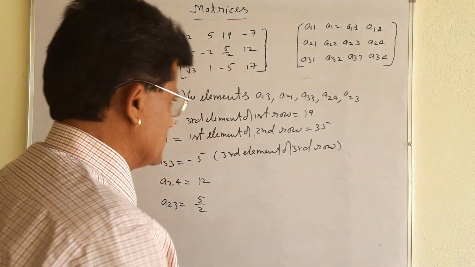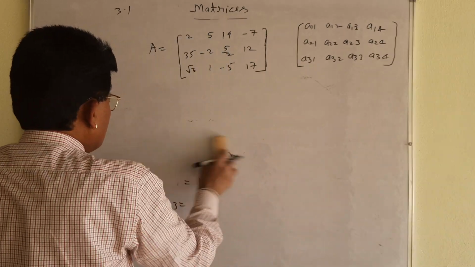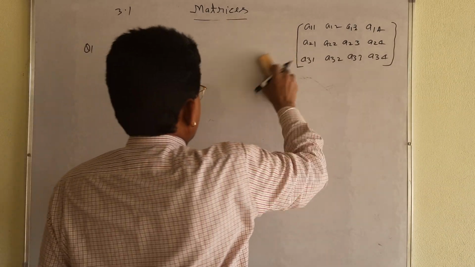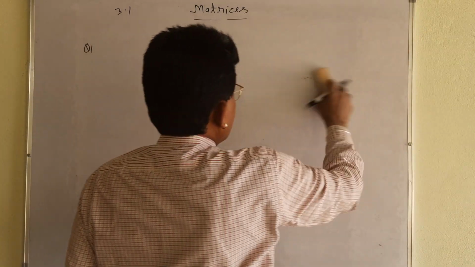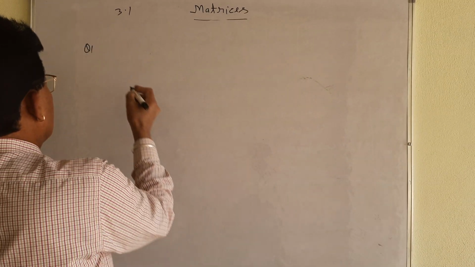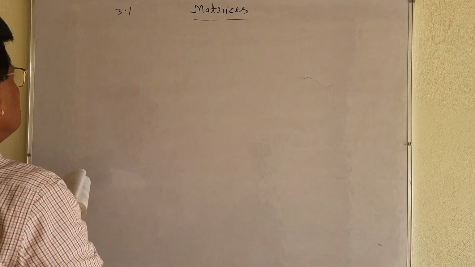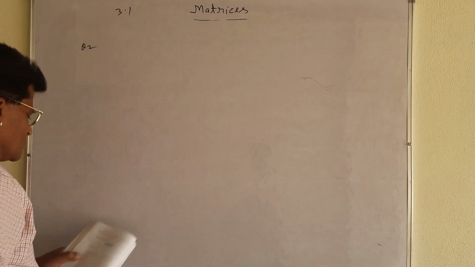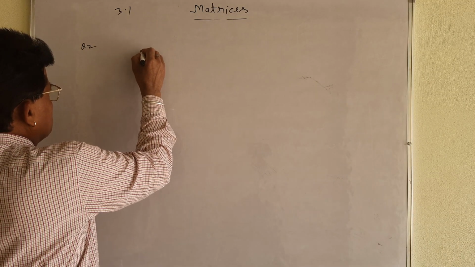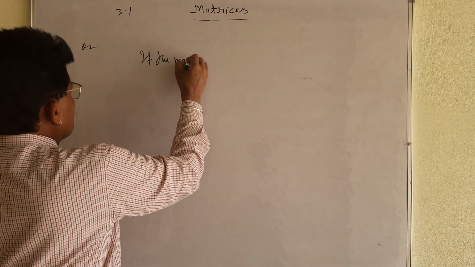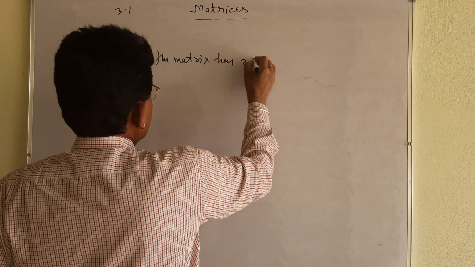Let me take one more question, my dear students. Very simple questions I am going to provide you. Okay, let me remove this thing from here so that you will be comfortable to see the solution. Dear students, I am taking question number 2. What is question number 2? If the matrix has how many elements? 24 elements.